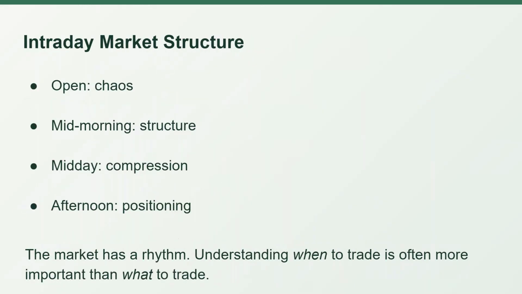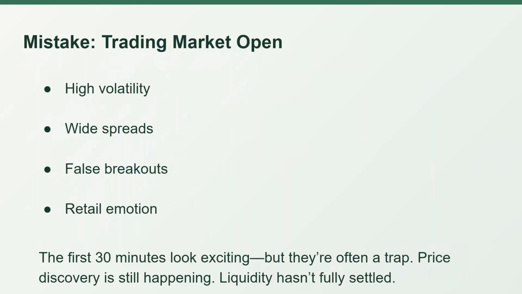Just to illustrate that a little bit, here's the market structure. This is intraday. Often the market open is chaos. I found that when I was trading in Seattle with these penny stocks, very chaotic. Mid-morning is the best time that we found, which has the structure. You get away from that morning volatility and you start to get structure in the market. Trends are usually at least established if there's going to be a trending day. Midday you see compression, afternoon you see positioning. And really the point here is the market is a rhythm. Understanding when to trade zero DTE options is often more important than how you trade them.